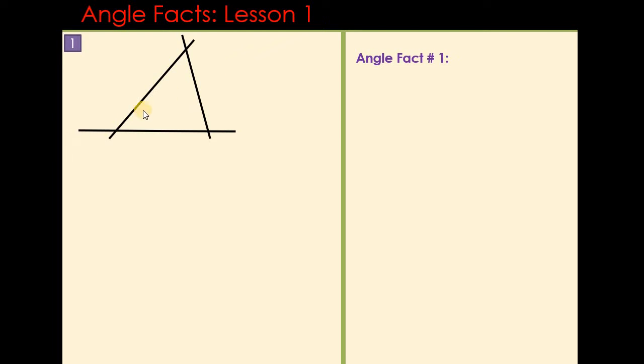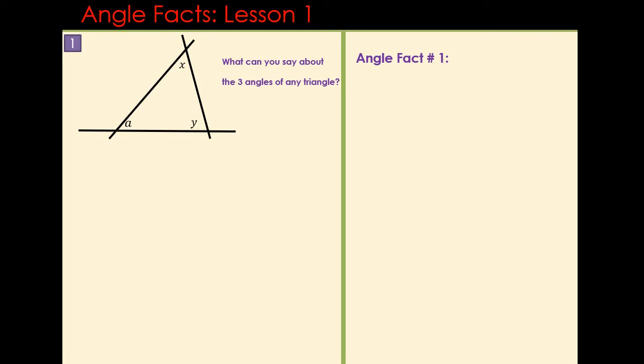Angle Facts Lesson 1. Now what we have here, as you can clearly see, are three line segments crossing each other. The highlight though is that we have a triangle being formed. When two straight lines cross each other at a point called a vertex, an angle is formed. So we have an angle here, an angle here, and an angle here as well. Let's call the first one angle X, the next one angle Y, the next one angle A.